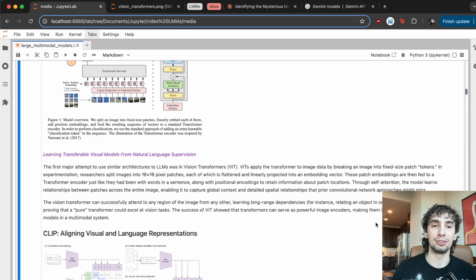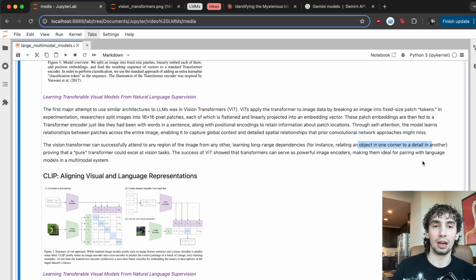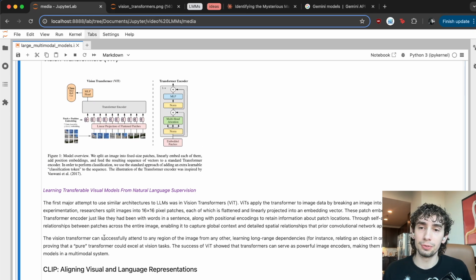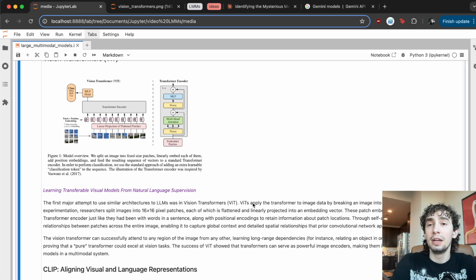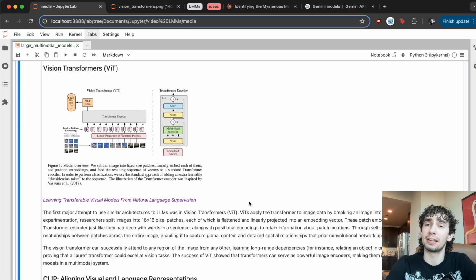The quick example that I wrote down here is relating one object in one corner to a detail in another, but the core of it is that this really proved that a pure transformer architecture can actually tackle vision tasks. This is, of course, great news as we work towards being able to understand and generate text from images, because it's a very similar architecture to how language models process text. But this is still more tackling the idea of actual vision encoding. Very similar to how BERT models do sentence encoding or language encoding, this isn't actually aligning images with text.